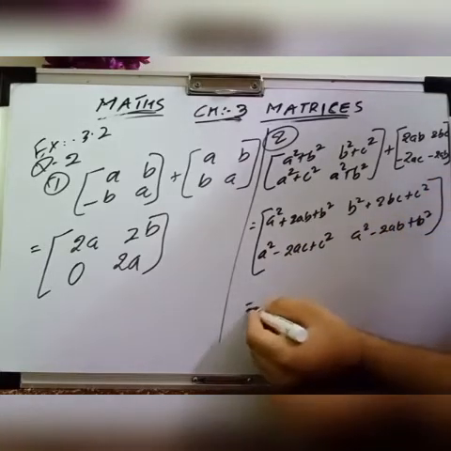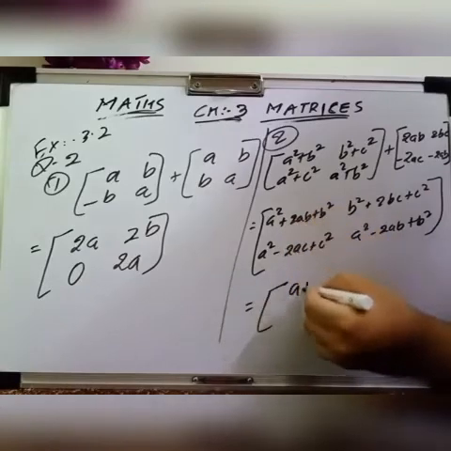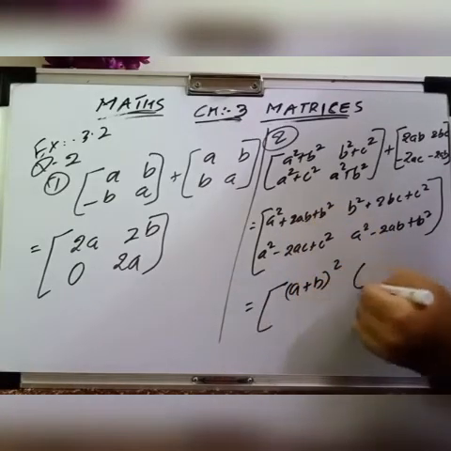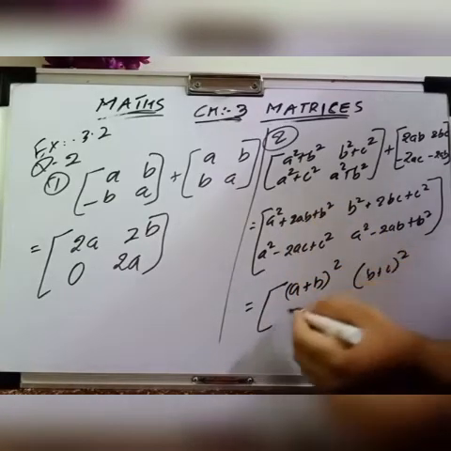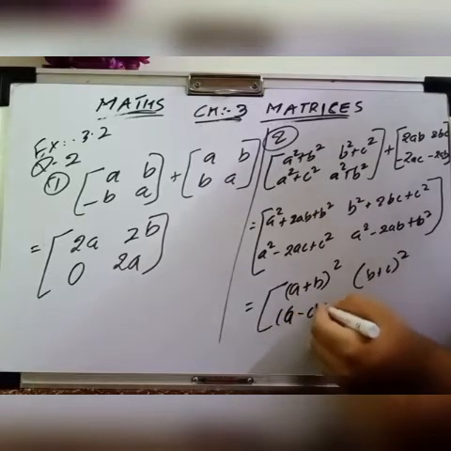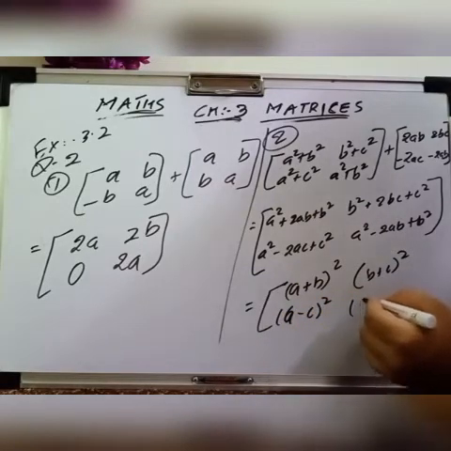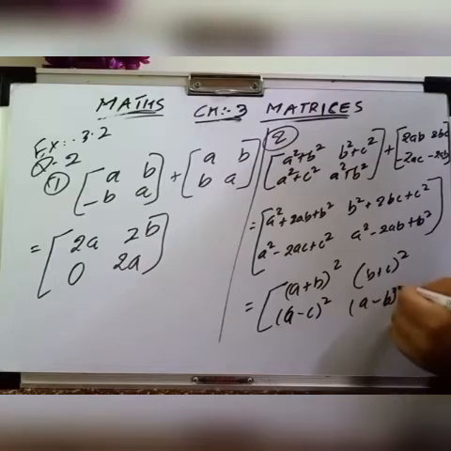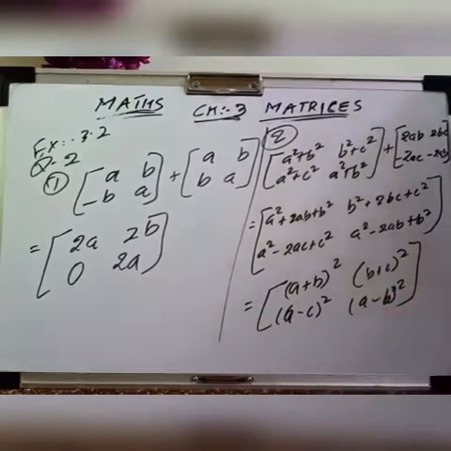But I can write this as A plus B whole square. This is B plus C whole square. This is A minus C whole square. This is A minus B whole square. Right.